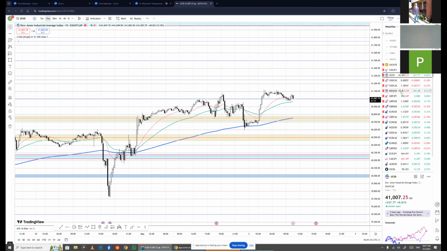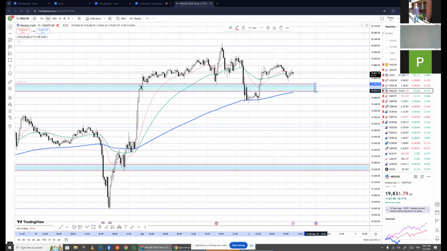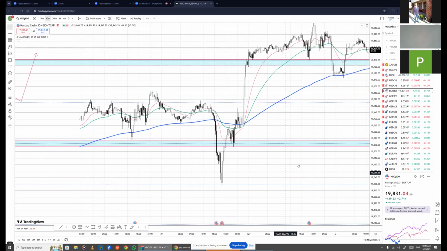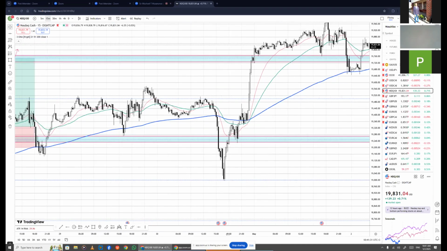Do not enter Nasdaq and US30 simultaneously. Do not enter those trades together. It's like entering the same trade with double risk. You will lose it all.